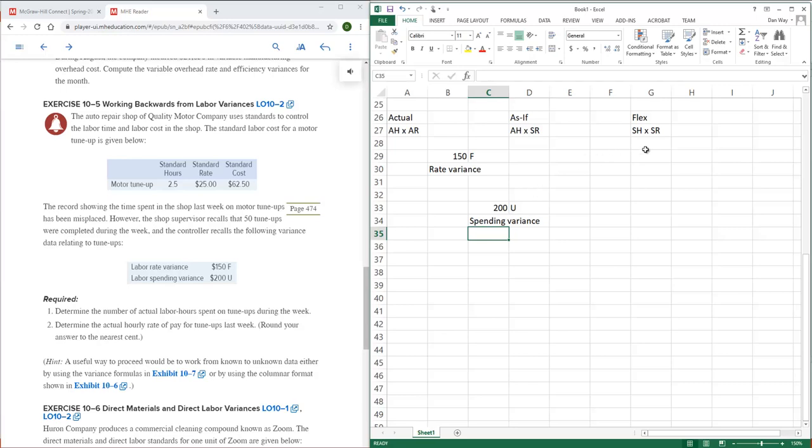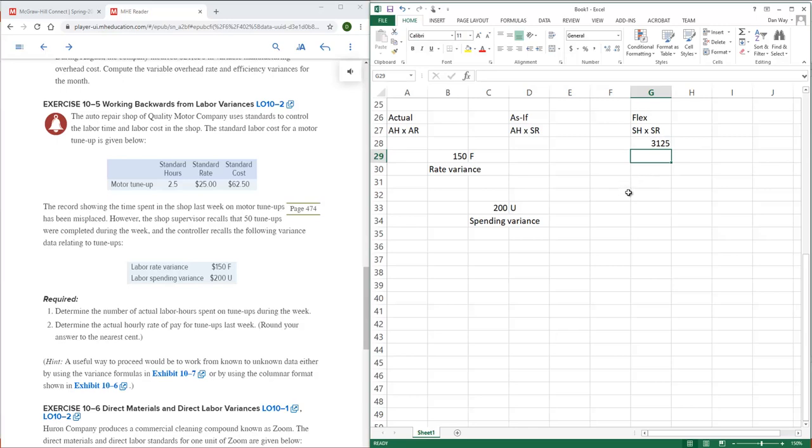So what we can start with is finding the amount that equates to the flex budget over here. We want to make sure we're thinking about the actual level of output, so the 50 tune-ups. 50 tune-ups times the 2.5 hours they should take per tune-up gives our standard hours for our actual level of activity. Then if I multiply that by my standard rate of $25, I get my total expected cost from the flex. We also could take the 50 tune-ups times that total standard cost of $62.50. Same thing. $3,125.